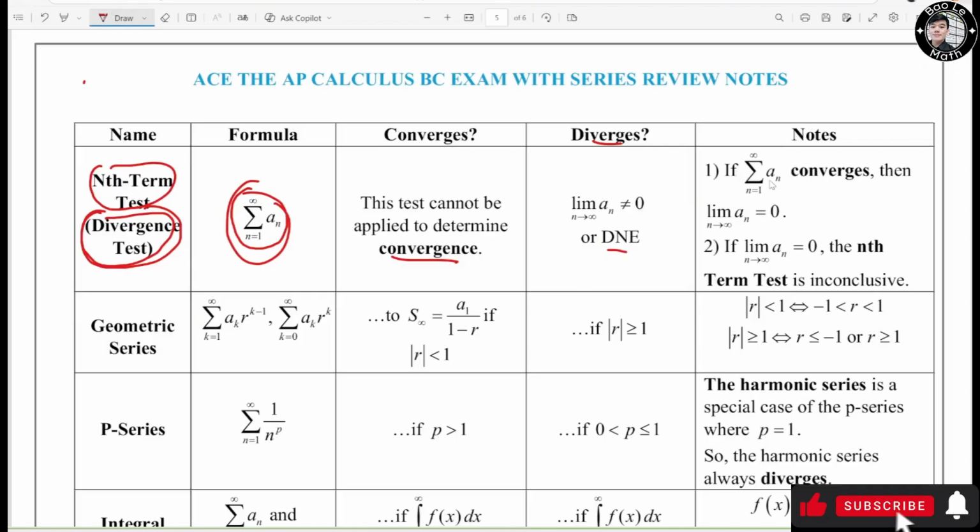Note that if the series a sub n converges, then the limit of a sub n when n approaches infinity equals 0. If the limit of a sub n when n approaches infinity equals 0, the n-term test is inconclusive, right? Which means we don't have the converse of this.